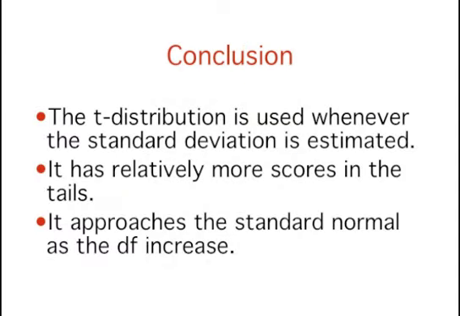In conclusion, the t-distribution is used in place of the normal distribution whenever the standard deviation is estimated. Its shape is similar to the normal distribution, but has more scores in its tails. As the degrees of freedom increase, the t-distribution becomes more similar to the standard normal distribution.